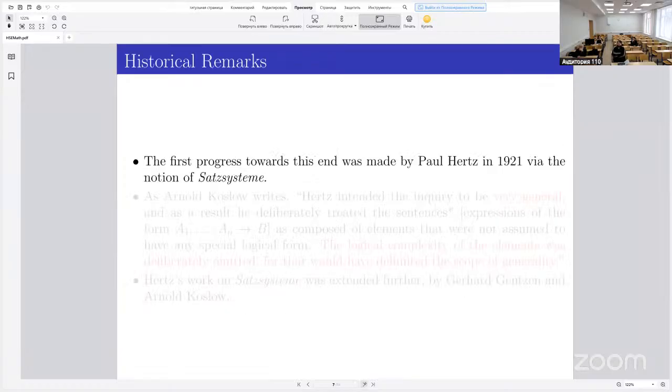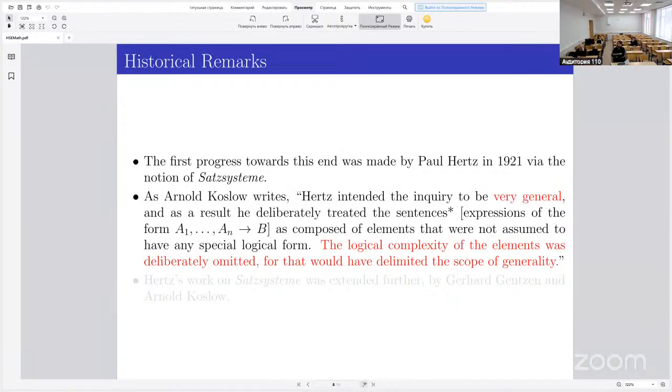And so the first progress in this direction was made by Paul Hertz in 1921 by the notion of Satz system. As Arnold Koestler writes, Hertz intended the inquiry to be very general, and as a result, he deliberately treated the sentences, these are expressions of a form very similar to the sequent nowadays, as composed of elements that are not assumed to have any special logical form. Essentially, Hertz is talking about what is now known as structural rules. The logical complexity of the elements was deliberately omitted, for that would have diminished the scope of generality.